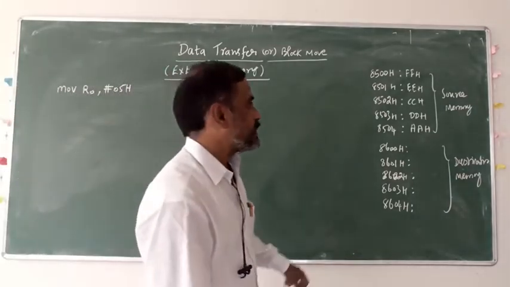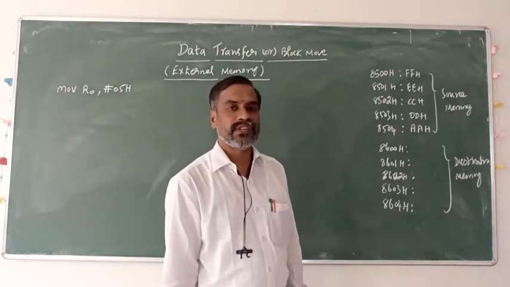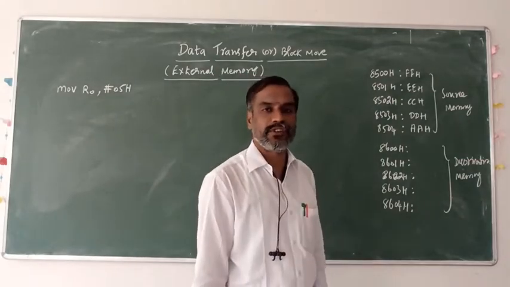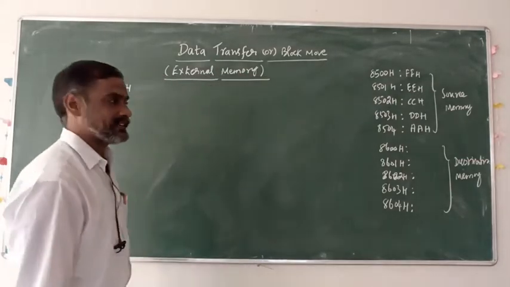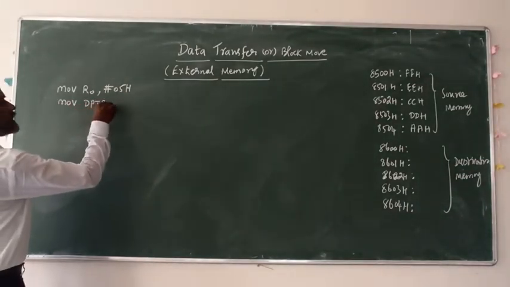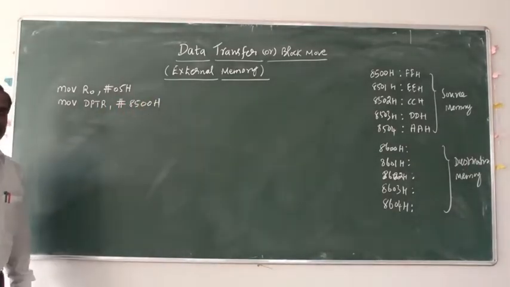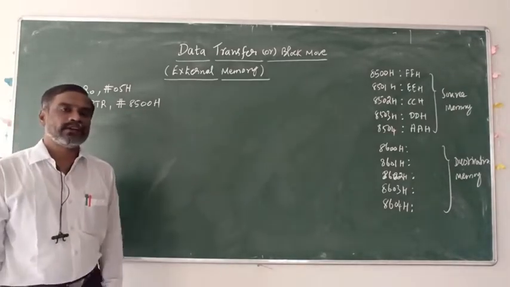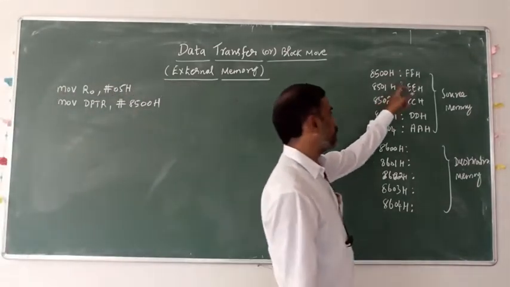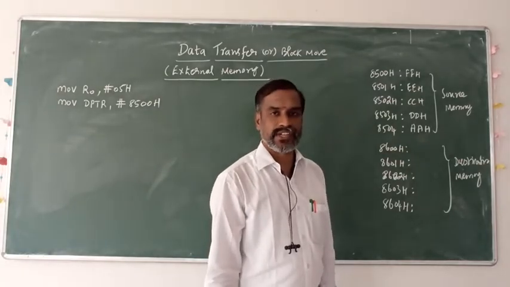First, we have to initialize the source external memory address location, address 8500. For that, we have to use the data pointer. MOV DPTR, #8500H. This is the source external memory address location. Now the data FF at this address location is to be moved to the destination address 8600.